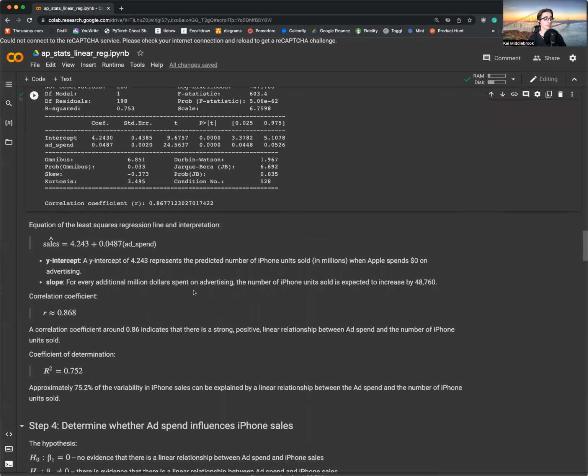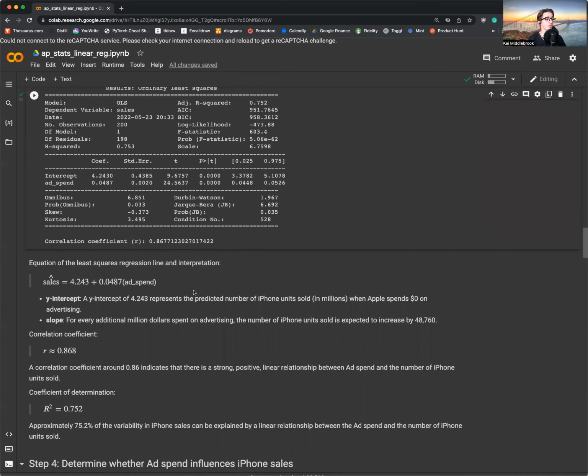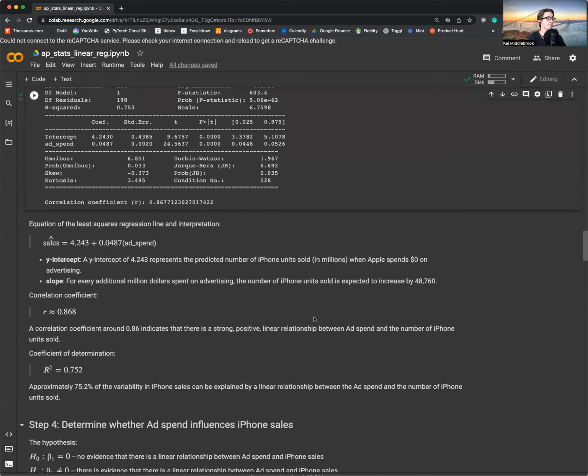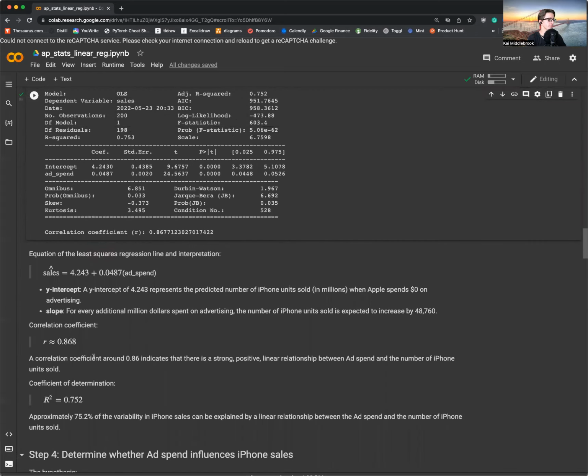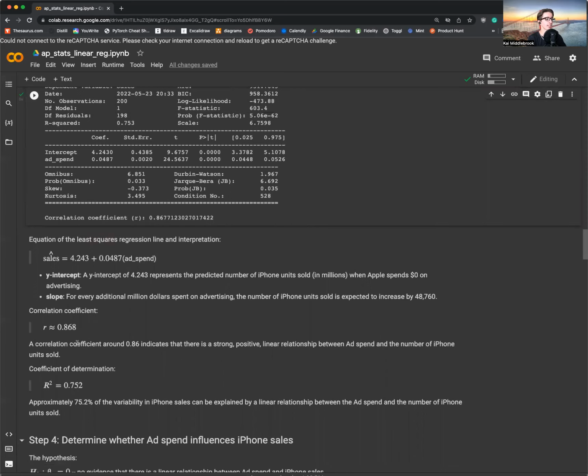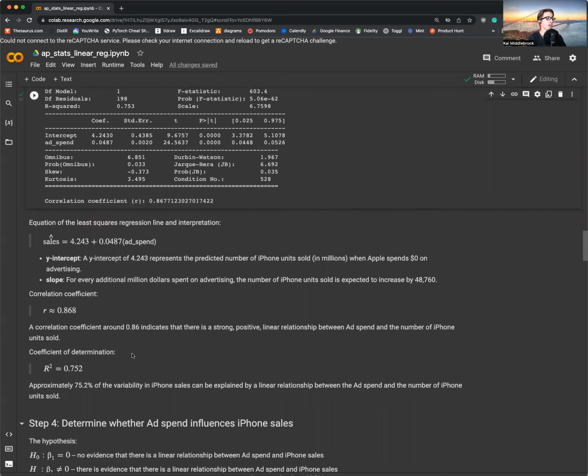And then interpreting the slope in context, we would say for every additional $1 million spent on advertising, the number of iPhone units sold is expected to increase by approximately 48,760. So now moving on to the correlation coefficient, which we see here, it's 0.868. Interpreting this value, this indicates that there's a strong positive linear relationship between ad spend and the number of iPhone units sold.